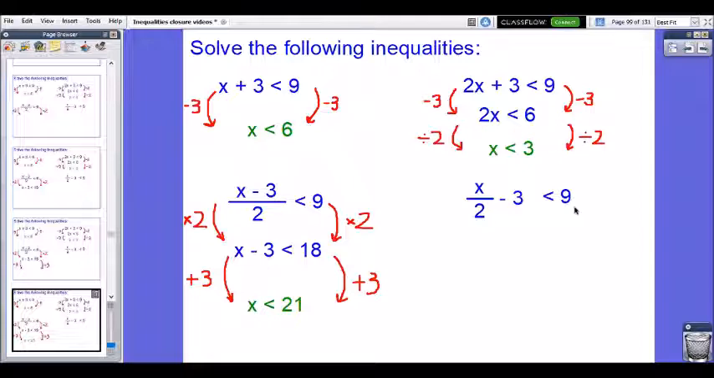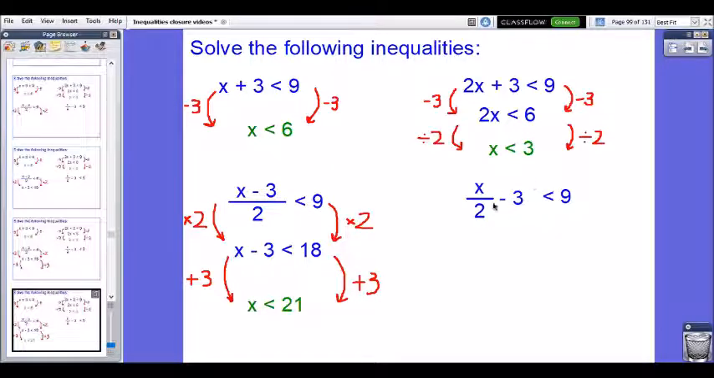Okay, final inequality to solve. So the first thing I'm going to do, notice how this question looks quite similar to the one we just done, but in this case I am allowed to add 3 to both sides first. I am allowed to do that because that negative 3 is not part of the fraction. If something's part of a fraction, you can't touch it until you've dealt with the denominator.